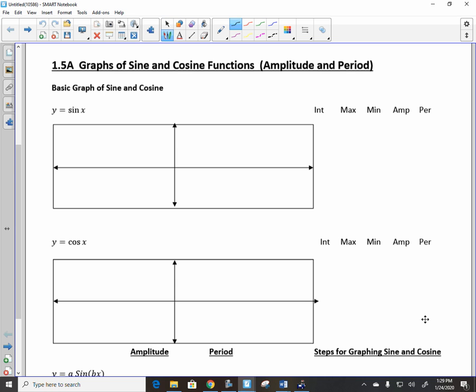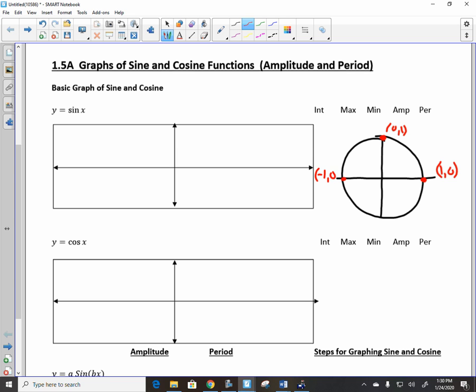And here's what I want you to understand. The graph of sine. Over here, draw the unit circle. Don't need to be nervous. Can somebody tell me what is this coordinate right there? Very good, 1, 0. What's that coordinate right there? 0, 1. This one. And this one.